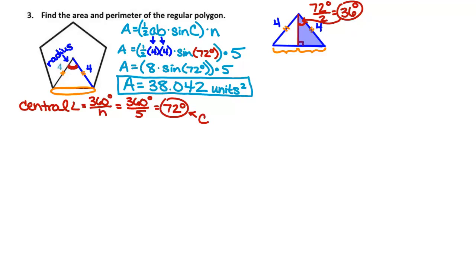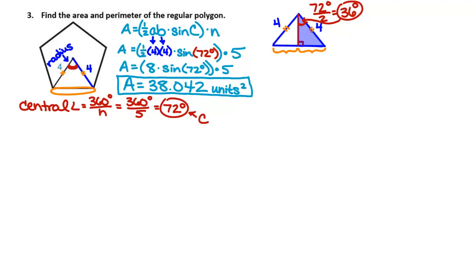Picking up where we left off yesterday, we had found the area for this regular polygon, for this pentagon, but we hadn't yet found the perimeter. We had drawn this little triangle down here, and so then we took and redrew that triangle over here so that we could split it in half and kind of look at it close up.